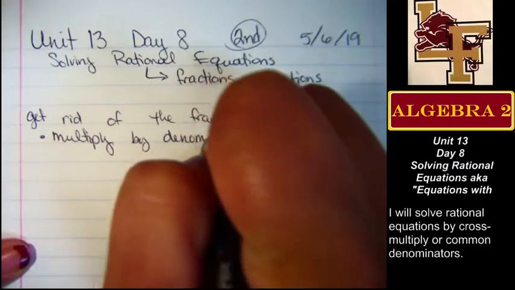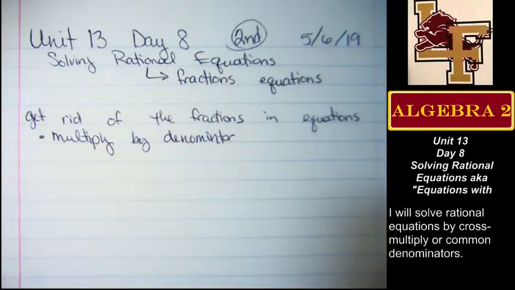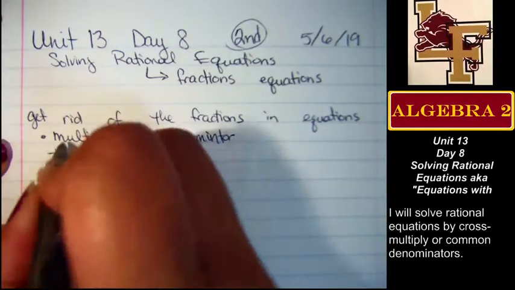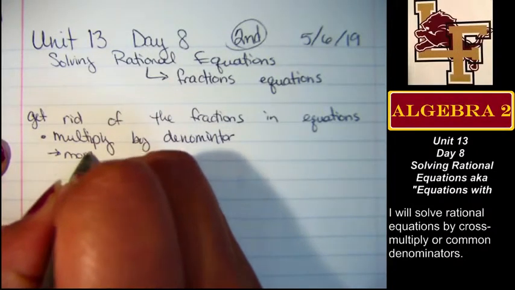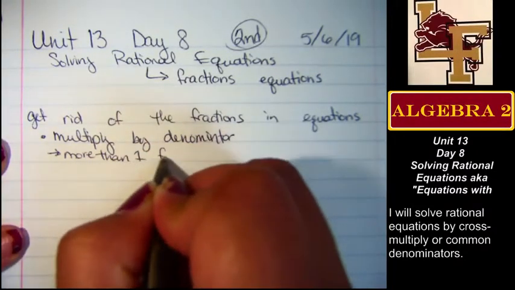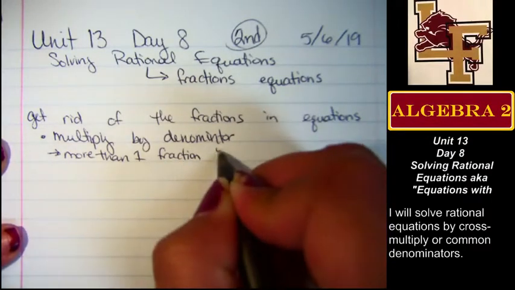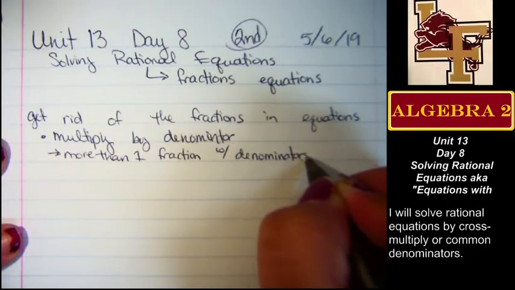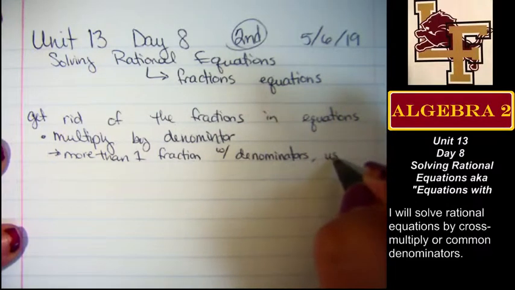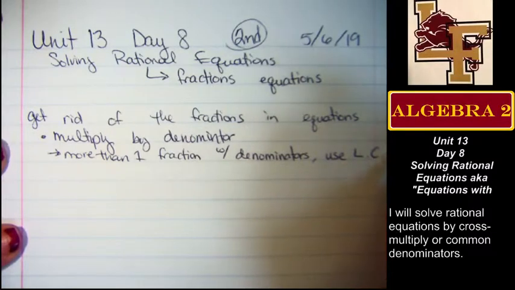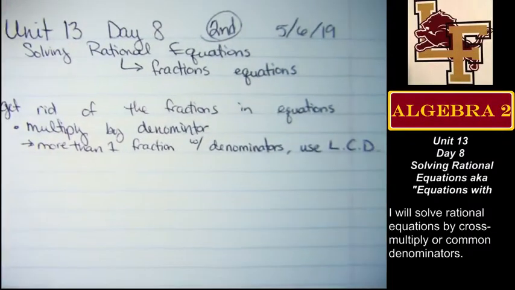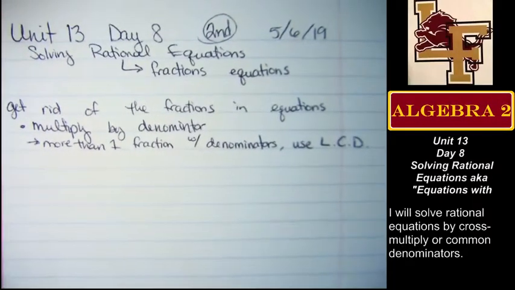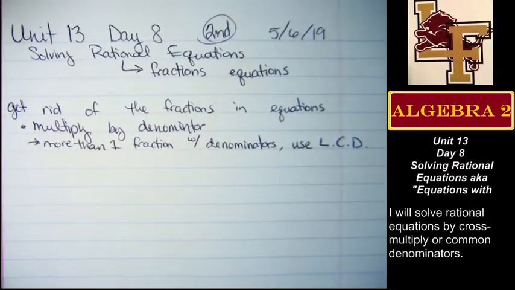And that's what we're going to be doing here. Except now it's entirely possible that we're going to have multiple fractions and different denominators. So when we have more than one fraction, and these fractions all have different denominators, we're going to use the least common denominator as the thing that we multiply by in order to get rid of all the fractions. Okay?